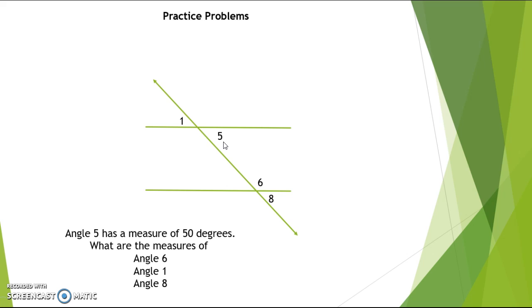The next problem, let's look at angle 5. Angle 5 has a measure of 50 degrees. So what are the measures of angle 6, angle 1 and angle 8? As we can see, if angle 5 is 50 degrees, and angle 6, they're both on the same line, they're supplementary to each other, so they must add up to 180 degrees. So if angle 5 is 50 degrees, then angle 6 must be 130 degrees. 50 plus 130 is 180.